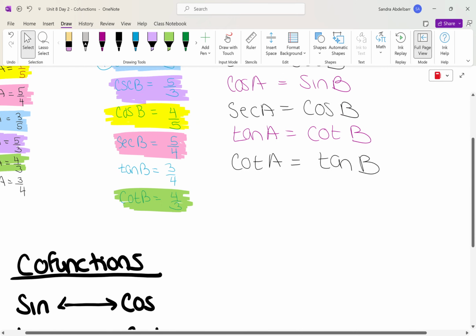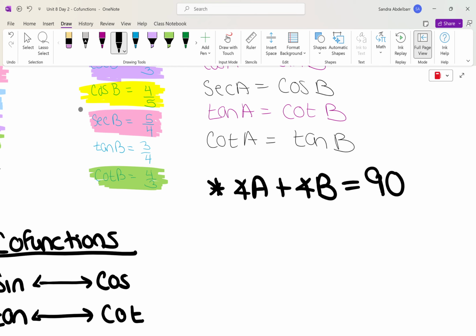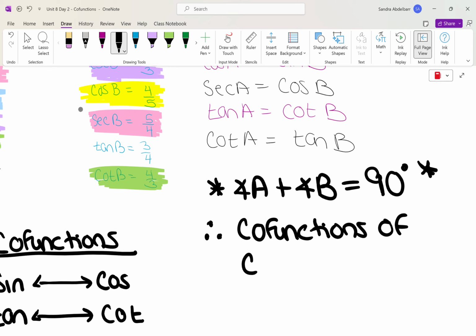So over here, we'll write that down. Angle A plus angle B must equal 90 degrees. So therefore, cofunctions of complements are equal.